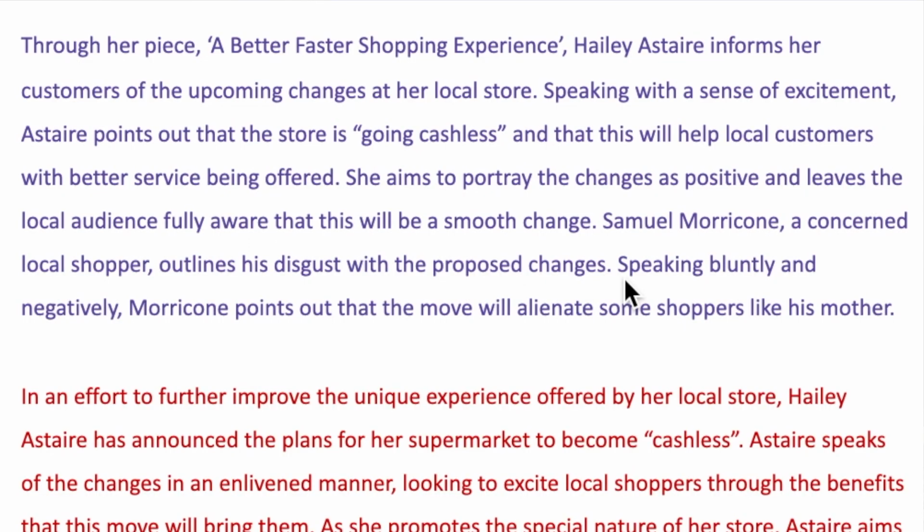However, I would point out that if the best tone word we can come up with is positive or negative, we need to go back to the well and try again. We don't want to be saying that he's speaking negatively. We can talk about how they portray things or depict things in a negative light, but just saying that it was a negative tone is something that we'd need to consider doing better, I would say. "Morricone points out the move will alienate some shoppers like his mother."